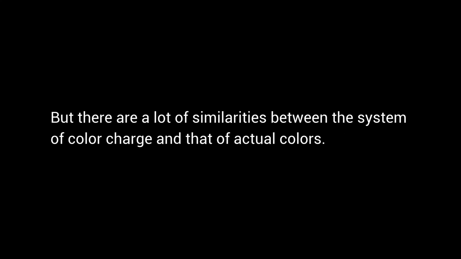The types of color charge are not actual colors. But there are a lot of similarities between the system of color charge and that of actual colors. These similarities can be seen in the following way. The total color charge of a particle is always 0, and this totality is considered to be white, or clear light. In the case of a proton and a neutron, the 3 colors, blue, green, and red, are combined. From the combination of these 3 colors, white emerges, as illustrated.